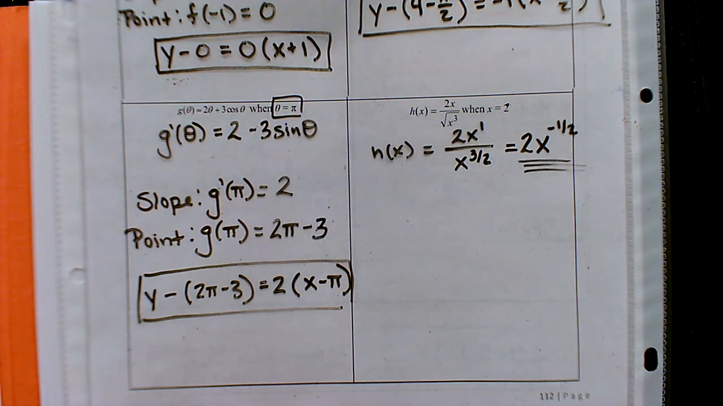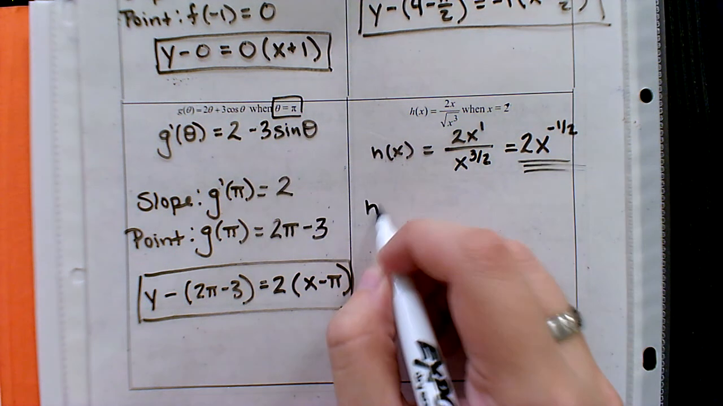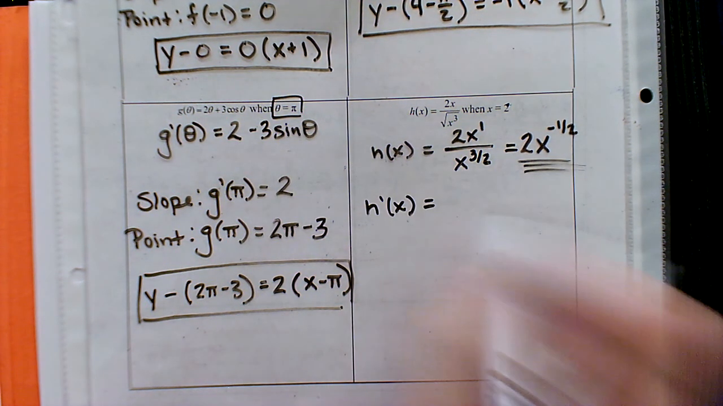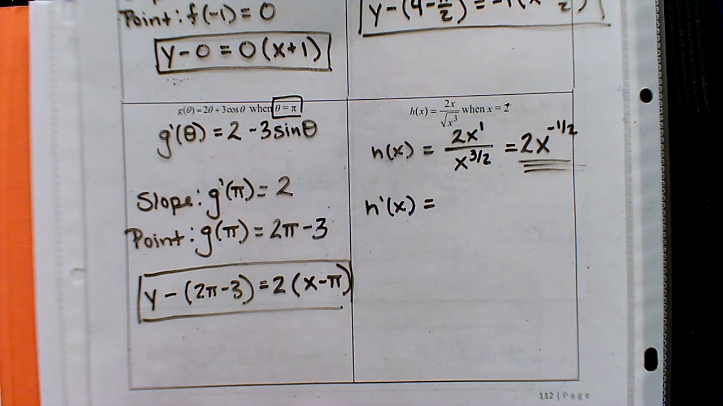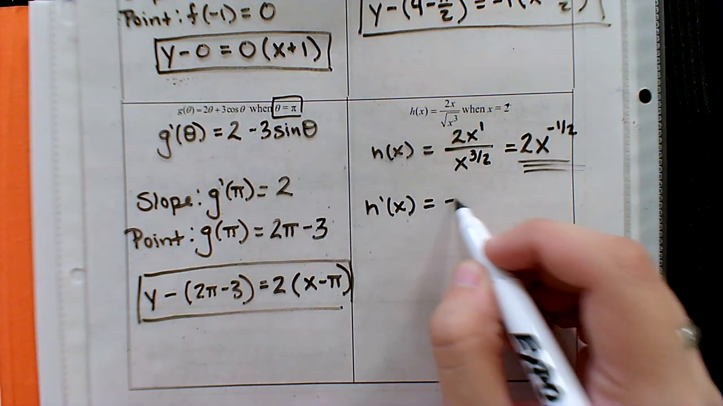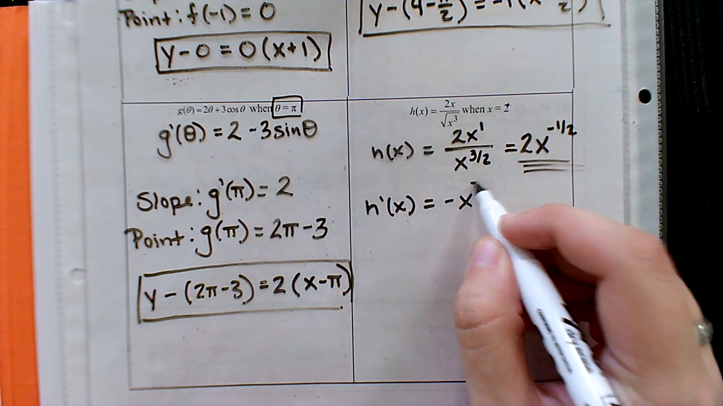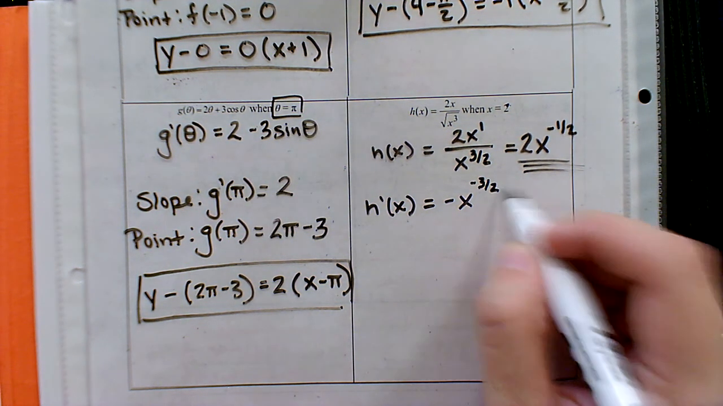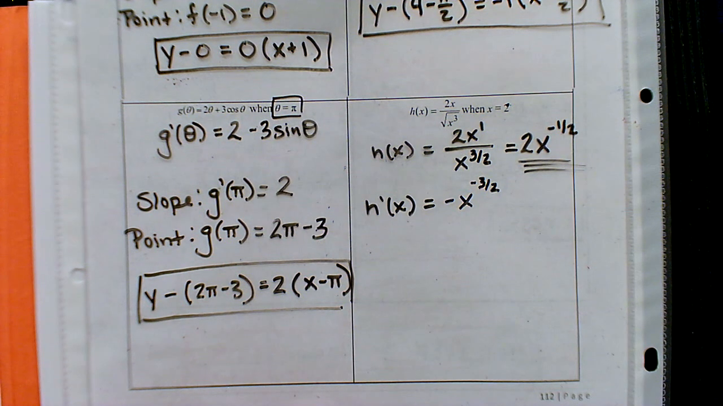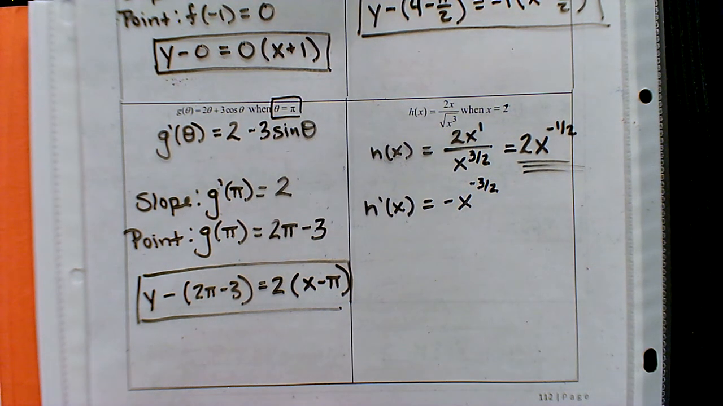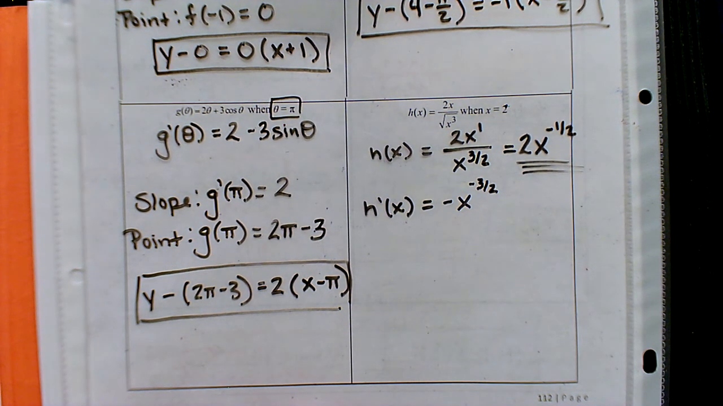Notice how we have x to a power. No more roots, no more fractions. So we should be able to figure out the derivative using our power rule. So let's see, that would be negative x, and if we subtract 1 from the power, that would be a negative 3/2.